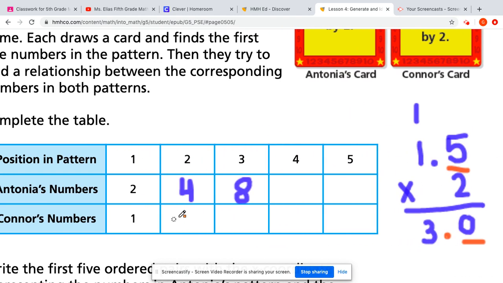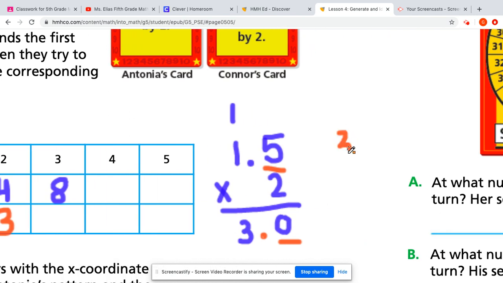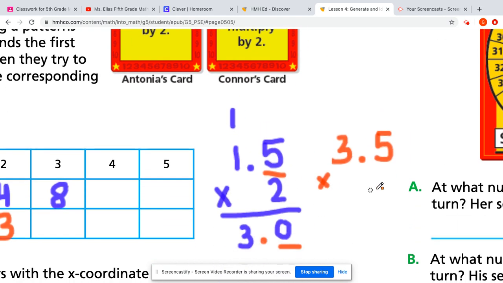So over here for Connor, his first card is 3. When I do it again, I have 3 plus half. So 3 plus half is 3.5. And then again, I do times 2 because that's what his card says to do.